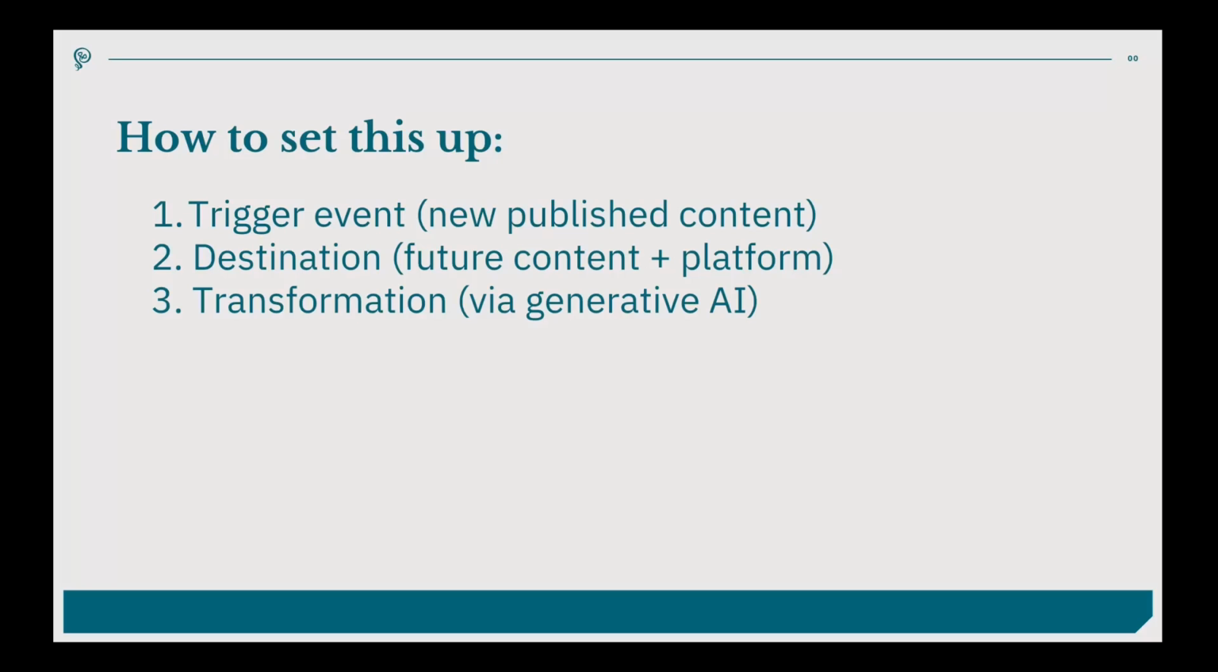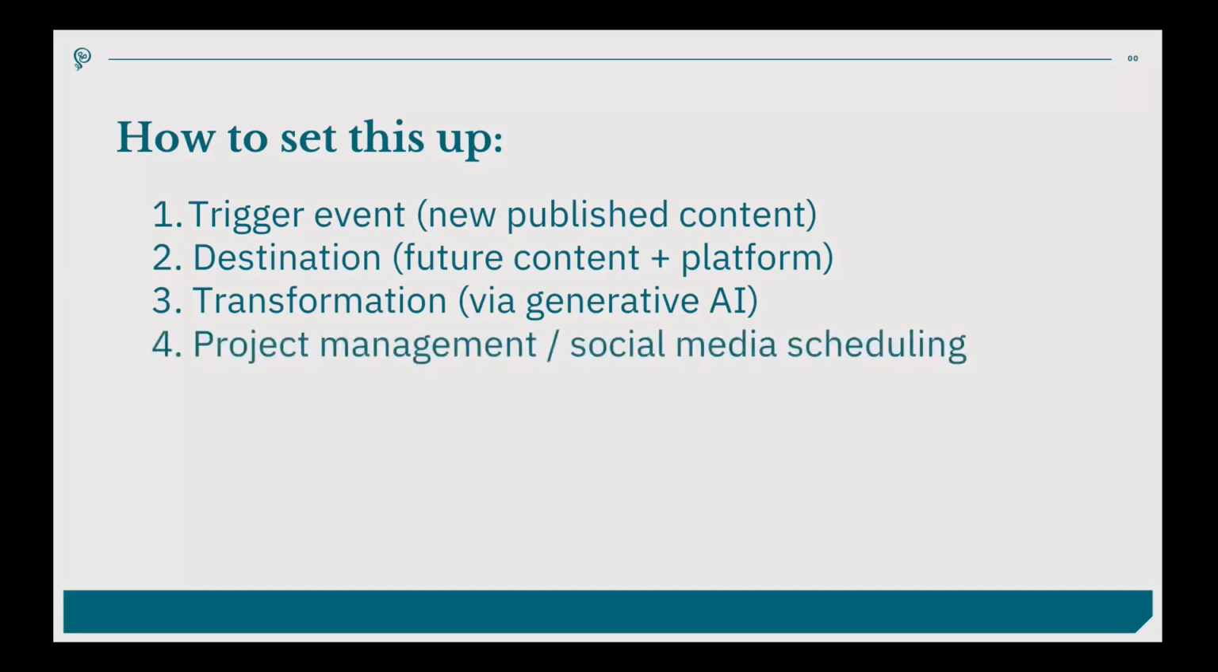In the example we're going to look at, I'm going to take a blog post and reformat it as some social posts for LinkedIn, and I'm going to use generative AI in the middle to jumpstart that process. If you're not comfortable using generative AI, you can completely skip this step and you can still use the rest of the automation.